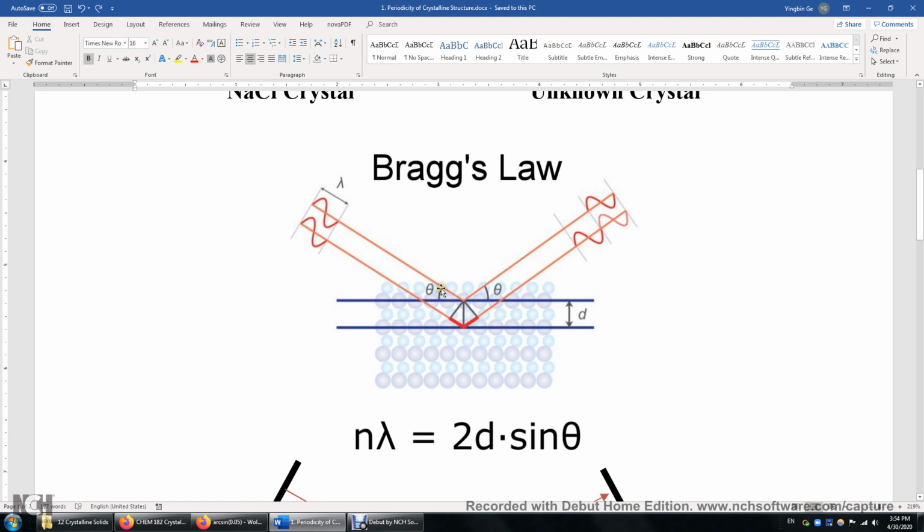So this is theta. And the second ray, make sure the second ray is parallel to the first beam. These two beams of X-ray are parallel to each other. So if this is theta, then this is also theta. So this is also theta. And if this is theta, this angle is also theta.